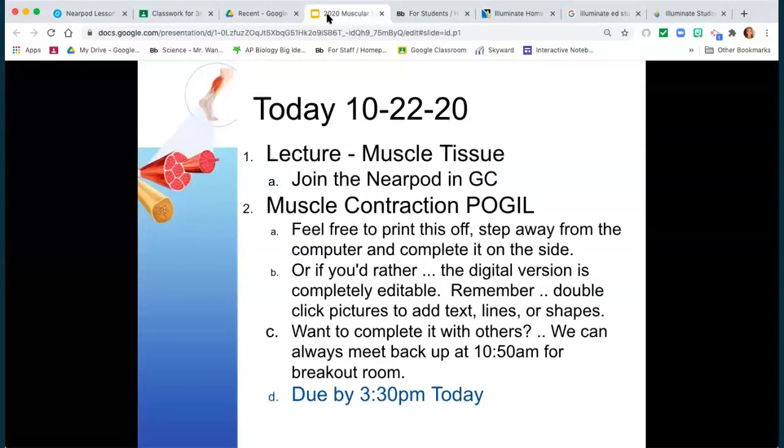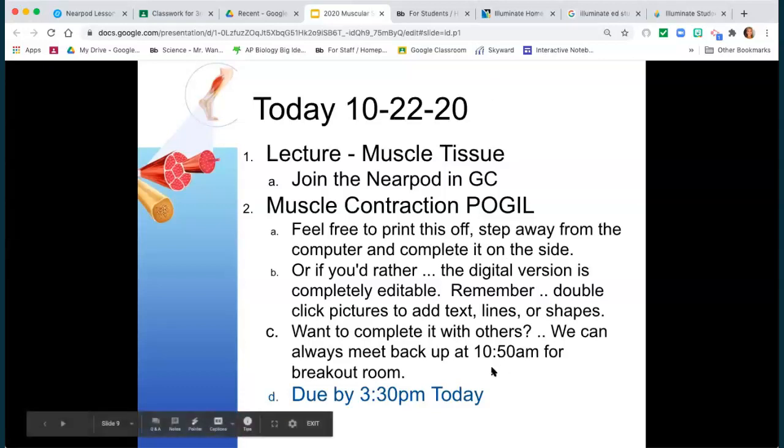Do the POGL, print it off and do it on your own. Do it digitally or join others in the Zoom. I'll change that time to 1:27. Okay. What questions do you have?